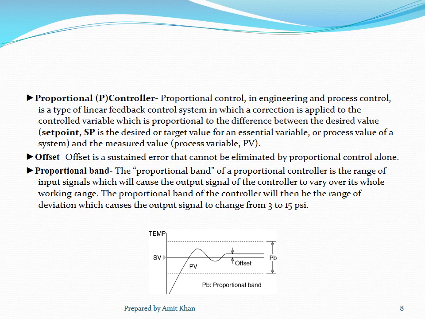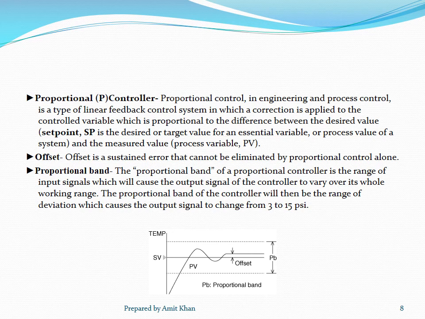Next is what is proportional control. Proportional control is a type of linear feedback control system in which a correction is applied to the control variable which is proportional to the difference between the desired value and the measured value.